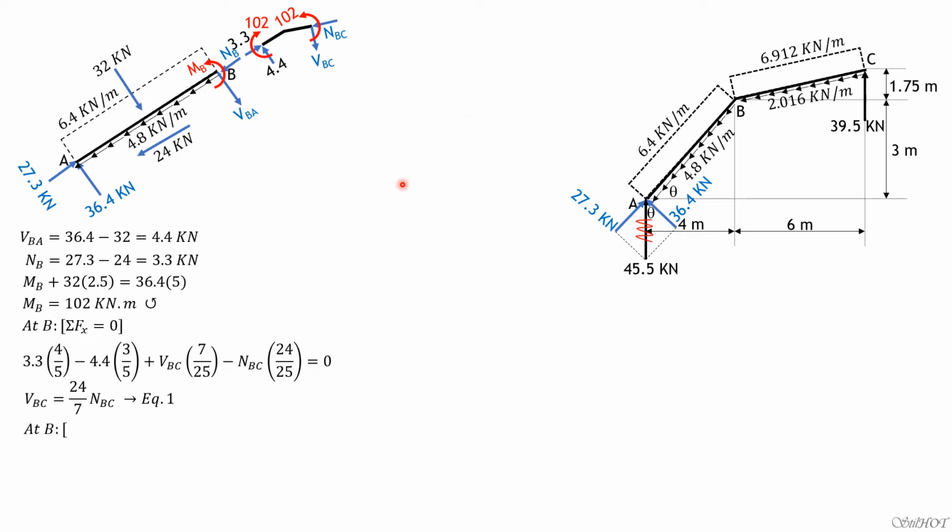Then summation forces Y equals 0. Then we have 3.3 up times sine of theta, which is 3 over 5, plus 4.4 going up times cosine of theta, which is 4 over 5.